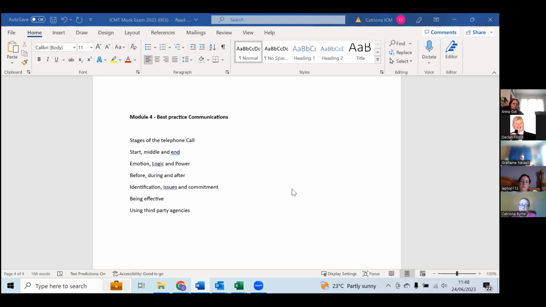So identification, issues, and commitment, that plays into all of these communications. It's identifying the issue or identifying the resolution, and then getting commitment from the customer in terms of how you're going to resolve the issue, and commitment from yourself. So that does come through as a best practice communication.